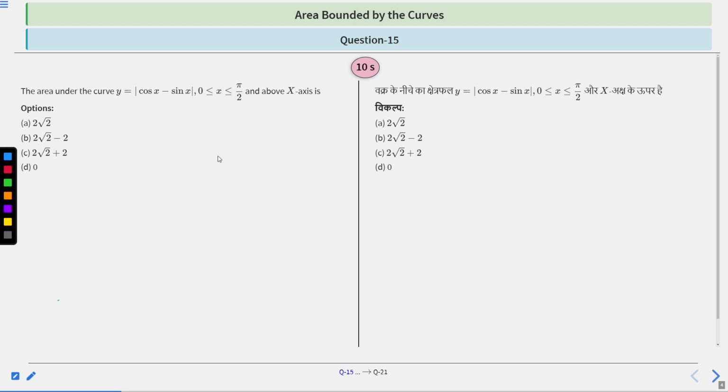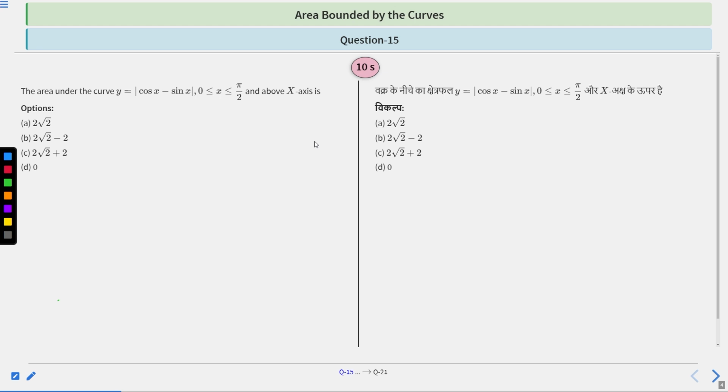And from pi by 4 to pi by 2, sin x is greater than cos x. How do we know? By using the graph. This is the graph of cos x, this is the graph of sin x. From 0 to pi by 4, cos x is greater, and from pi by 4 to pi by 2, sin x is greater. So we have to do integration of 0 to pi by 4, cos x minus sin x dx, plus integration of pi by 4 to pi by 2, sin x minus cos x dx. After solving this integration and putting the limits from the different intervals, we will get the answer.